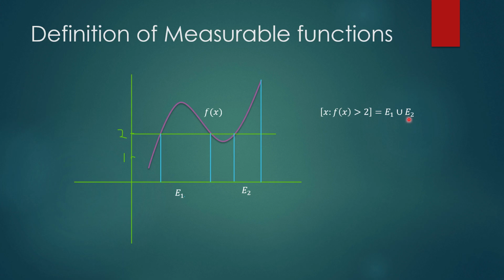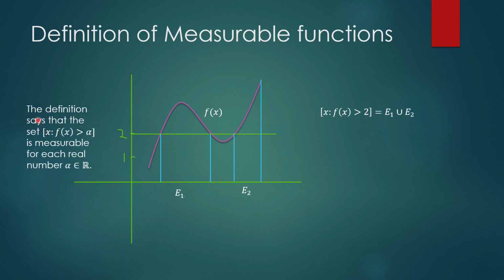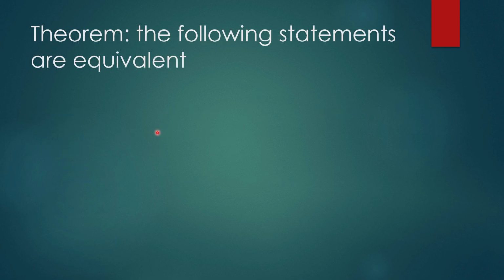All right. So the definition says that the set of x such that f of x is strictly greater than alpha is measurable for every real number alpha. I am just giving the case when alpha is equal to 2, but the definition says that the set should be measurable for every real number alpha, and only then can we say that the function f is a measurable function. All right, and that is the illustration.